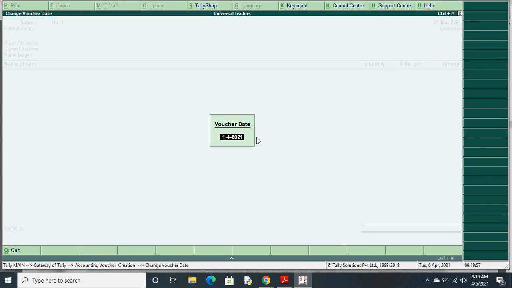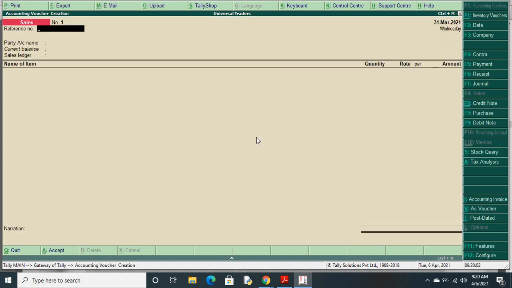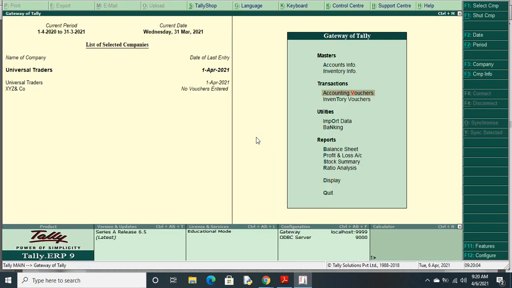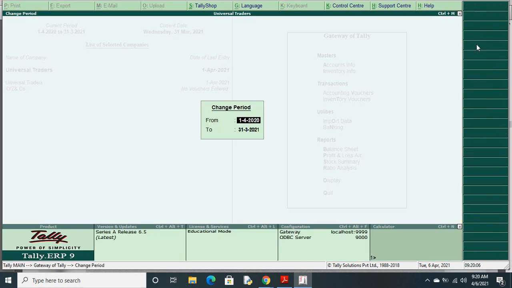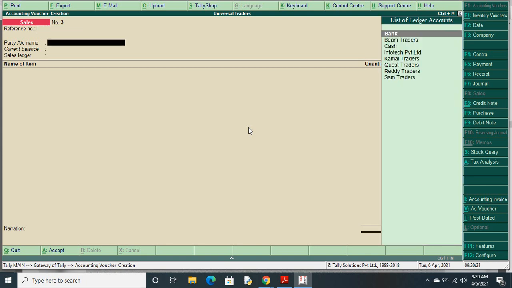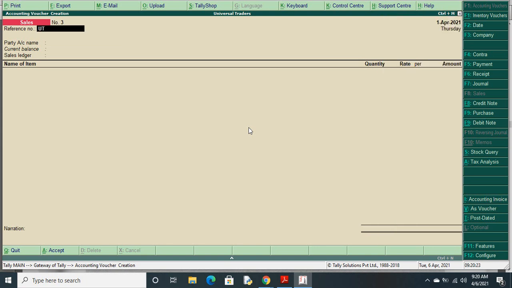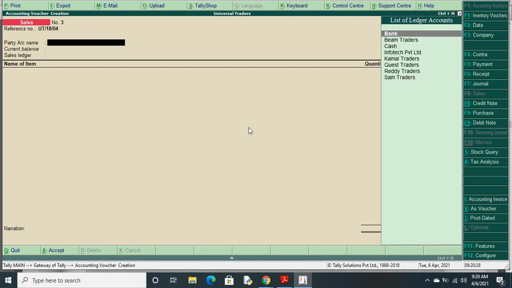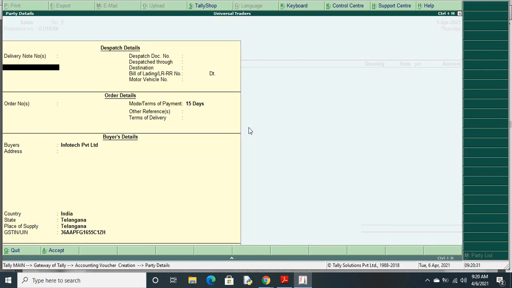F2. Where is the mistake? This is 2021. Okay, 1/4/2021 to 31/3/2022. Invoice number UT/18/04. Party name Infotech.